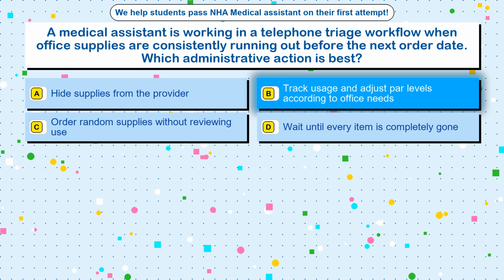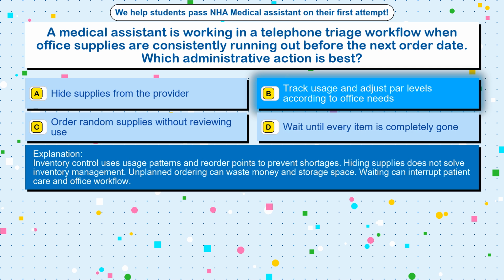The correct answer is option B. Track usage and adjust par levels according to office needs. Inventory control uses usage patterns and reorder points to prevent shortages. Hiding supplies does not solve inventory management. Unplanned ordering can waste money and storage space. Waiting can interrupt patient care and office workflow.